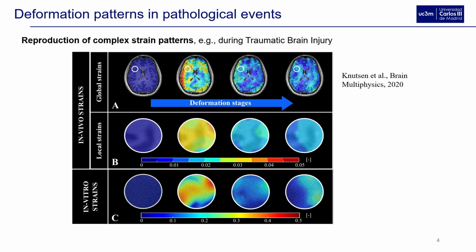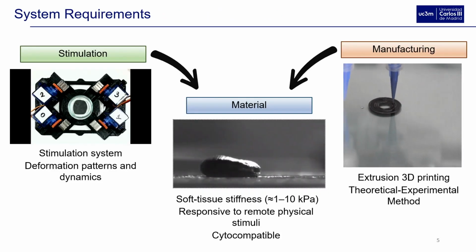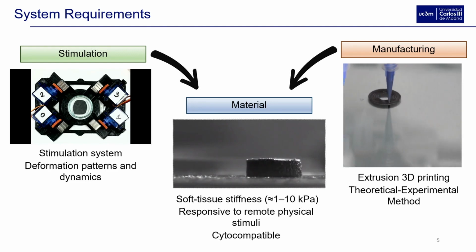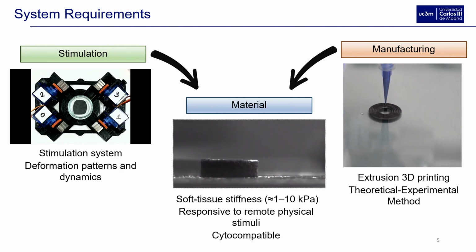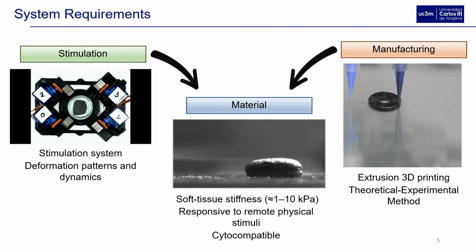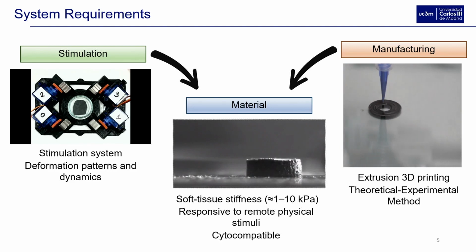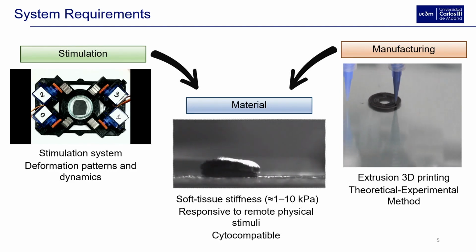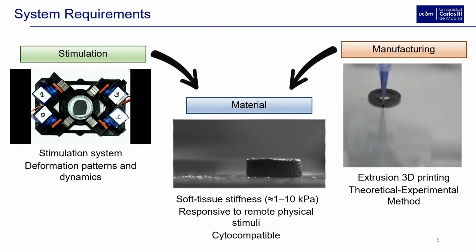Okay, so our system is composed of three main parts. Okay, being the central axis, the material. Okay, it's a cellular substrate. It's a substrate for cellular culture. Okay, that has to have soft tissue stiffness in the range of 1 to 10 kilopascals, and has to be mechanically responsive to remote physical stimuli, and obviously to be cytocompatible.